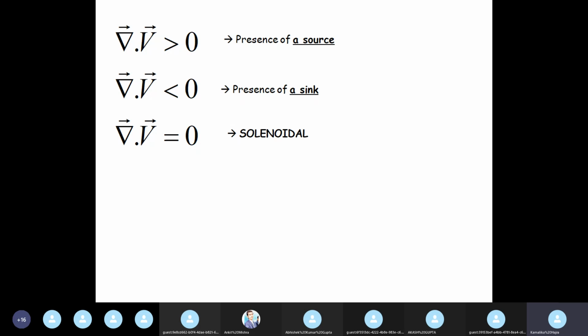So there is a source which is adding more particles to the particles which are coming in, so that the number of particles that entered is lesser than the number of particles that are coming out. So divergence V greater than 0 indicates the presence of a source. If divergence V is less than 0, it indicates the presence of a sink.